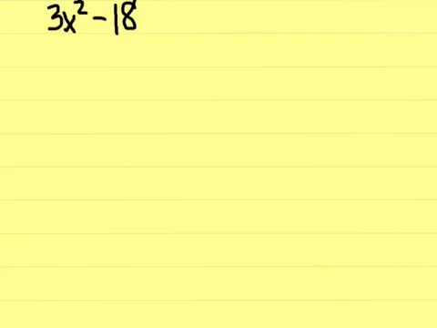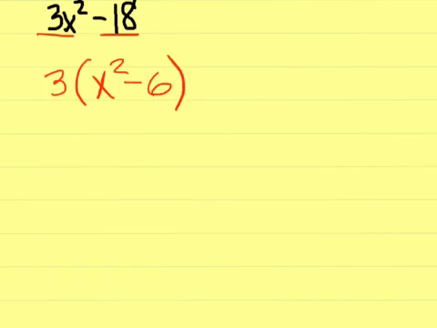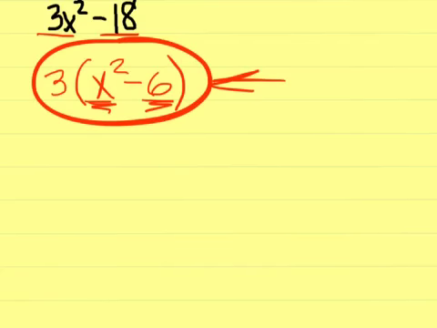Okay, on this one, test to see if you have a difference of two squares. You have a 3x and an 18. That's not going to work out as a difference of two squares. You could take out a 3 from both of them and be left with x squared minus 6. But is 6 a perfect square? No, so you can't go any further than this. That would be the answer.